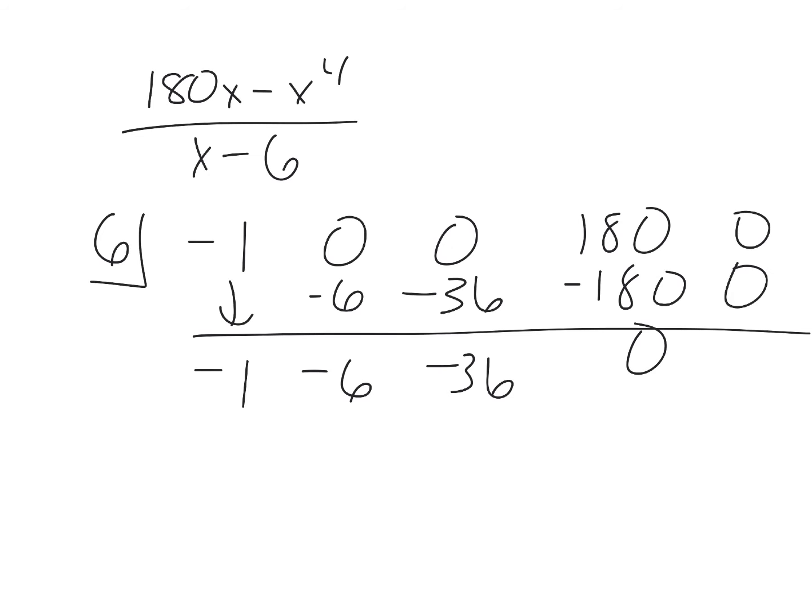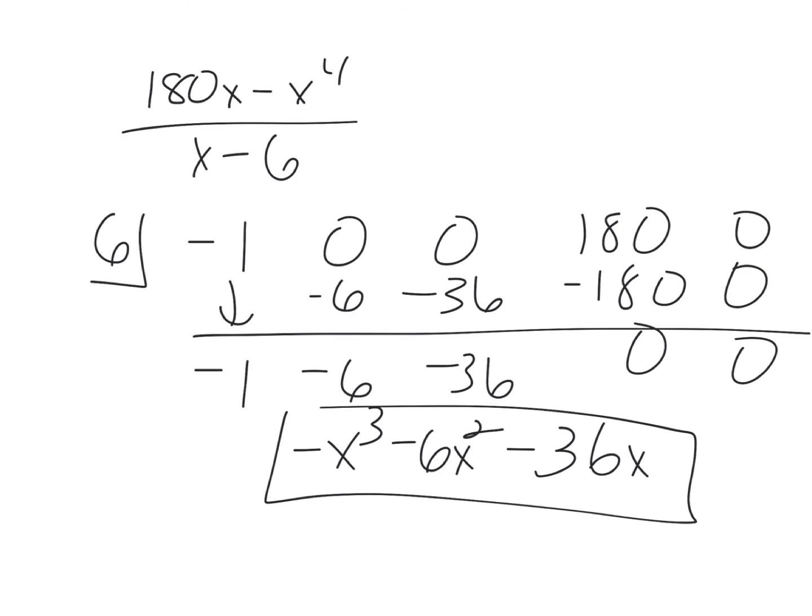0 times 6 is 0. Add, you get 0. So what does this mean? 0 is a remainder, 0 is a constant, -36x minus 6x squared minus x to the 3rd. Here's our solution.